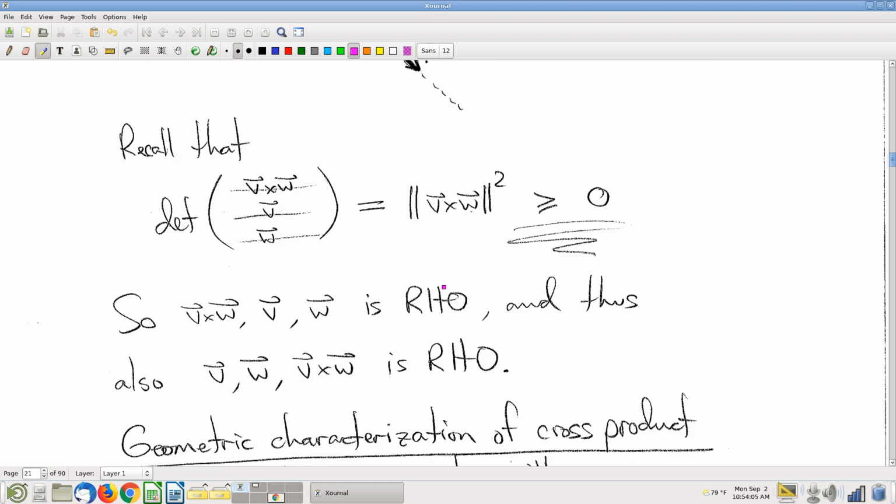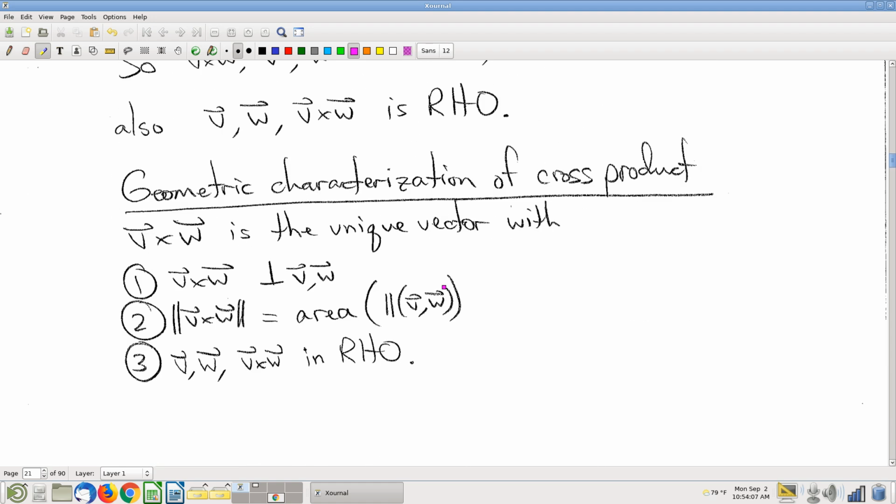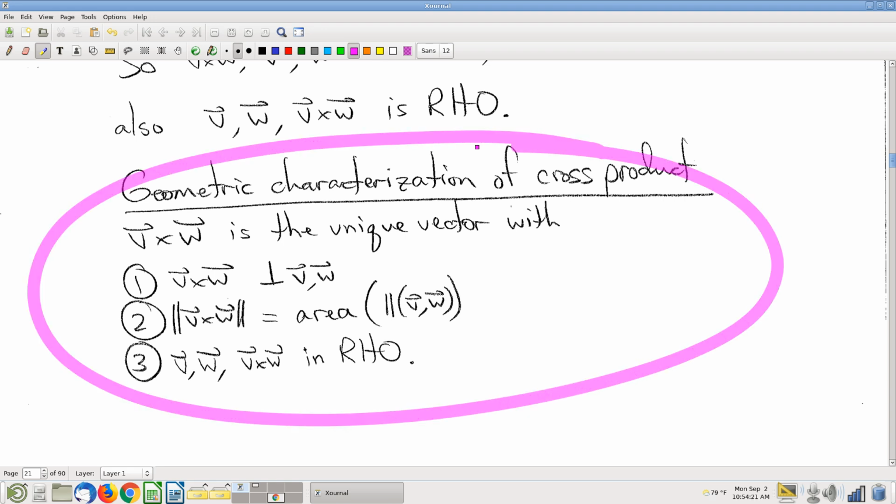Okay. So this is what I like to call a completely geometric characterization of the cross product. By the way, you could, I suppose, present the cross product starting off very first thing with this. This is all geometric, right? Perpendicular, area, length, order. It's all geometric talk, right? And this is a perfect characterization of the cross product.